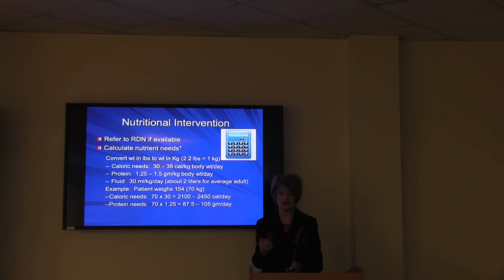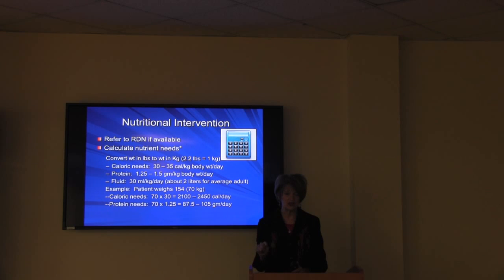So the first thing you're going to do is take the patient's weight in pounds and convert it to weight in kilograms, because all the formulas are kilogram based. So there's 2.2 pounds in a kilogram. So I'm going to enter your weight divided by 2.2 equals, and that gives me your weight in kilograms. Once I have your weight in kilograms, I can multiply it either by 30 or 35 to determine your caloric needs.